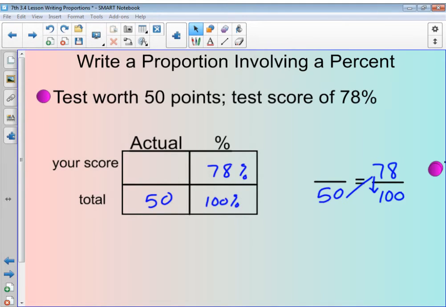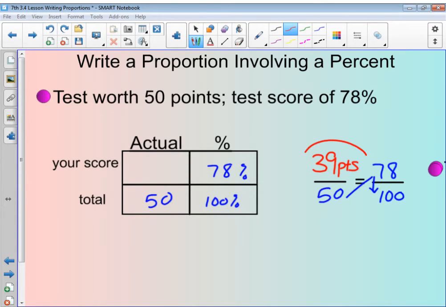You should have ended up with 39 points. So you got 39 out of 50 on that test. Okay, so that's just working with some percentages and understanding that percentages can also be set up as proportions, and realizing that when you have a percent, that's always out of 100%.